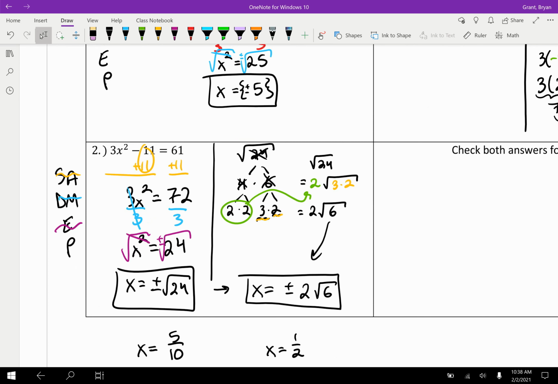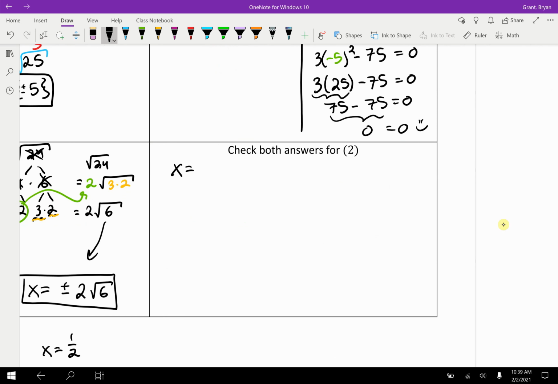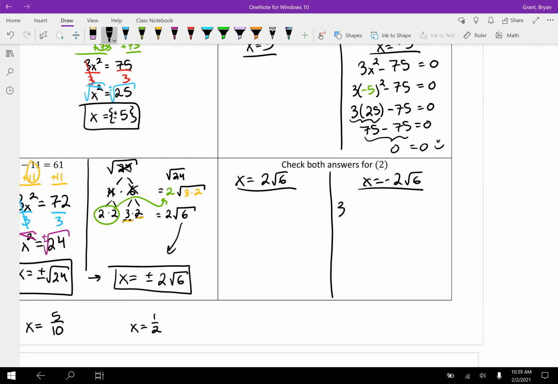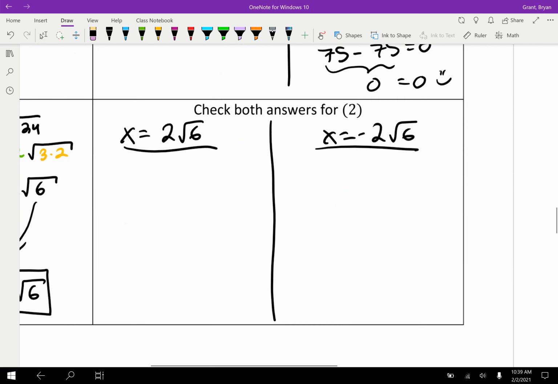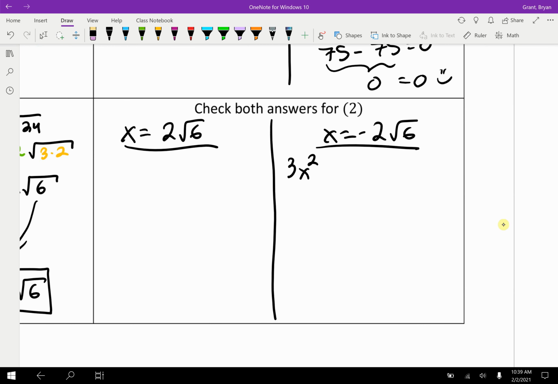How do we check this? Well, there's both positive 2 square roots of 6 and negative 2 square roots of 6. So 2 square roots of 6 and also negative 2 square roots of 6. I will again check the negative one. You should check the positive one. Let's see if I can erase this and write it a little bit more cleanly. 3x squared minus 11 equals 61. We need to substitute our x value in. This is negative 2 square roots of 6.